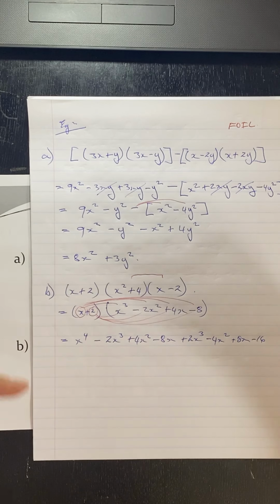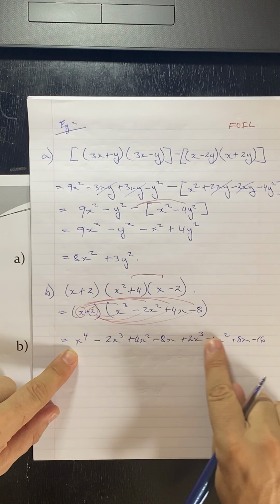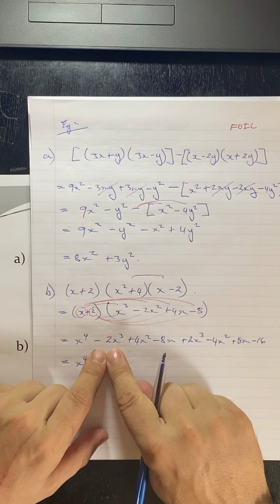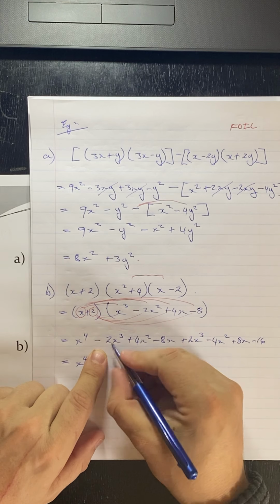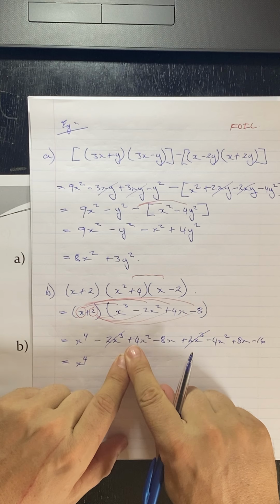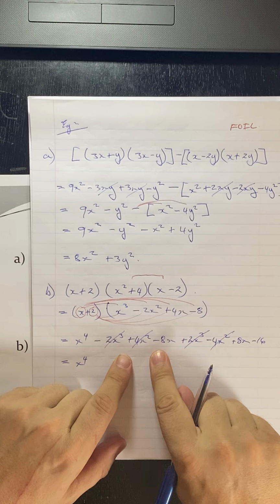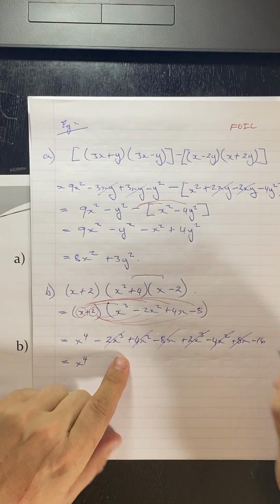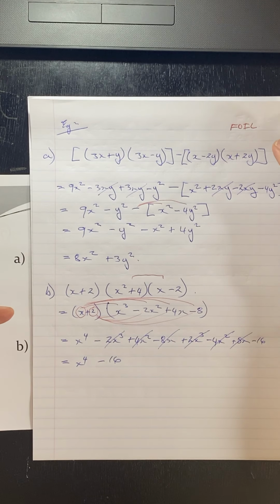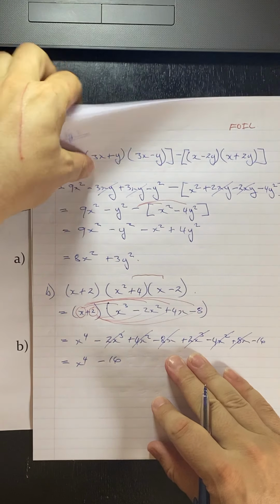All right, now I'm ready to look for like terms. So x to the 4, no other x to the 4. So that's just x to the 4. Minus 2x cubed plus 2x cubed, they cancel. 4x squared, positive, minus 4x squared, they cancel. Minus 8x plus 8x, they cancel. And we're left with minus 16. So you see how nicely it works out, even if we use the old-fashioned FOIL method. You cannot go wrong with it, grade 10s. Okay.